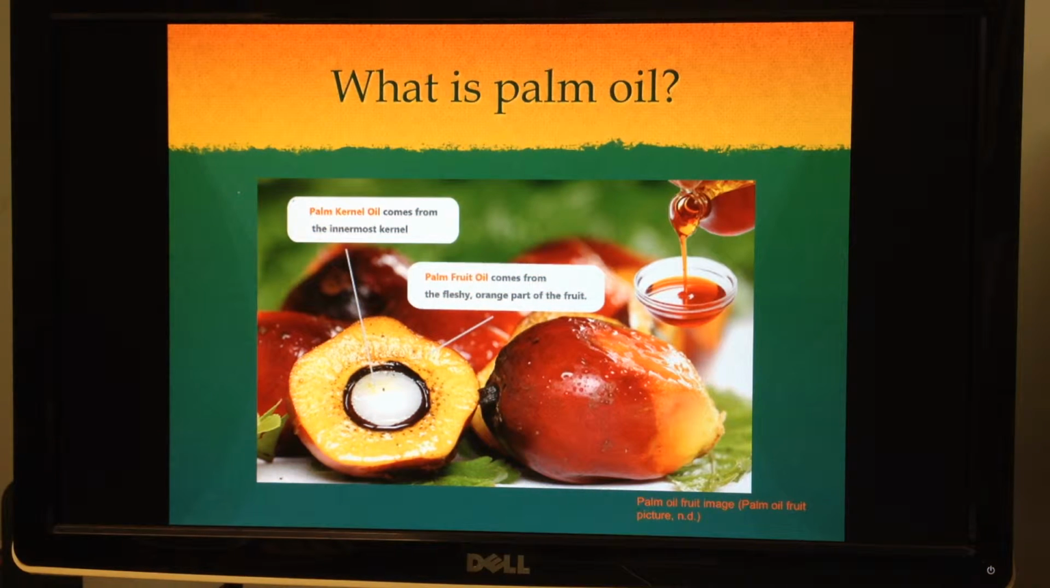What is palm oil? Palm oil that's used in a multitude of products is sourced from the fruit that grows from an oil palm tree. Palm fruit contains palm fruit oil and palm kernel oil, as you can see in the slide above, each extracted differently and used for different purposes.